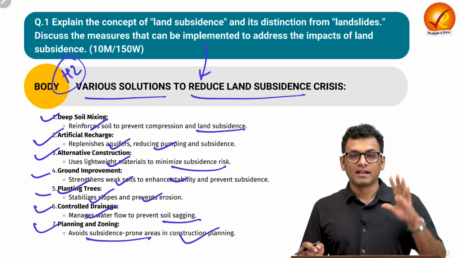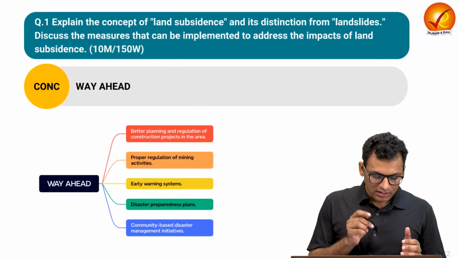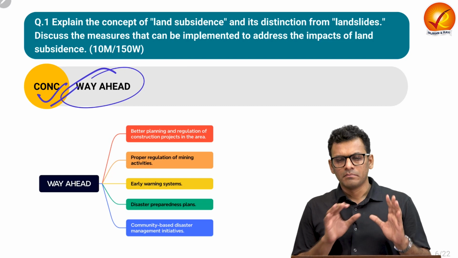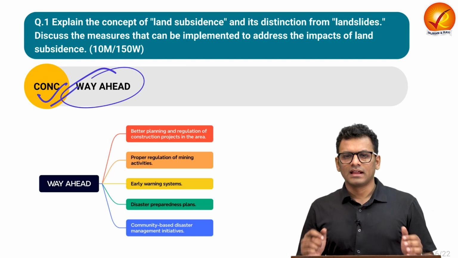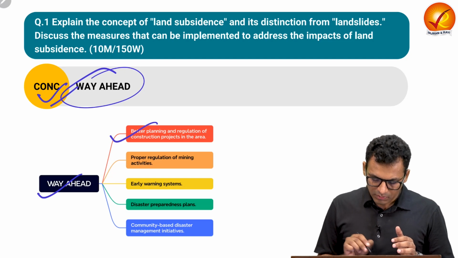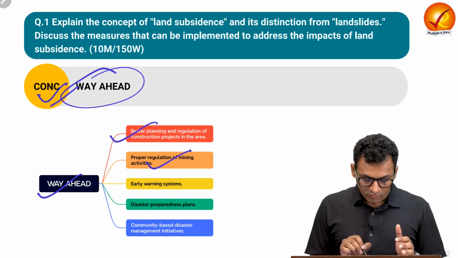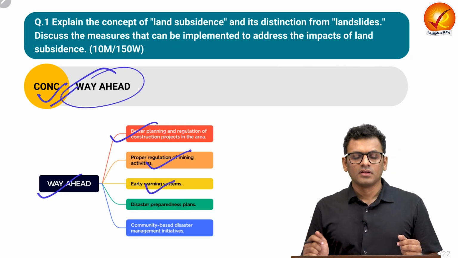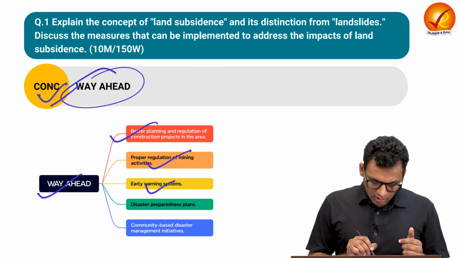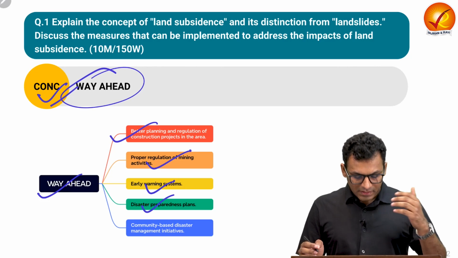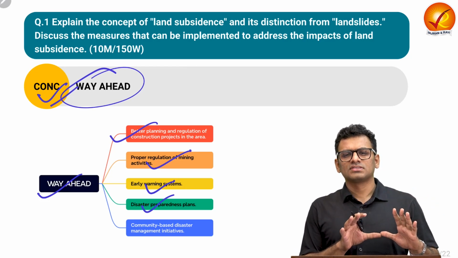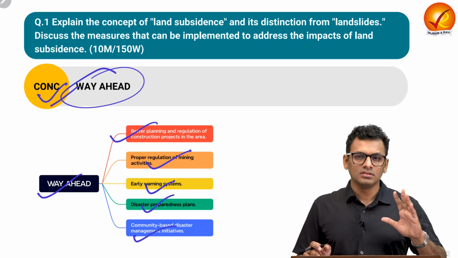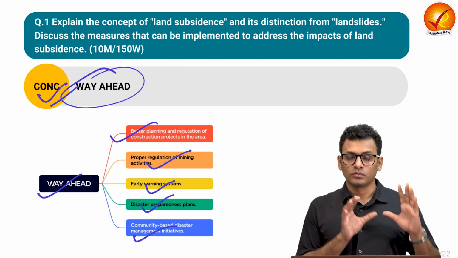So this is the kind of heading 2 for the body you can provide here. Let's move on to the conclusion. Now in the conclusion, again you can talk about how land subsidence definitely impacts not just nature but also human activities, and thereby going ahead there should be better planning and regulation of construction projects and regulation of mining activities. There should also be an early warning system to ensure we safeguard the lives of humans as well as other living beings. And next we can talk about disaster preparedness plans to ensure that any kind of disaster is managed well. And lastly, we can talk about community-based disaster management to ensure there is a localized solution for the same. So this is the kind of conclusion you can provide for question number 1.